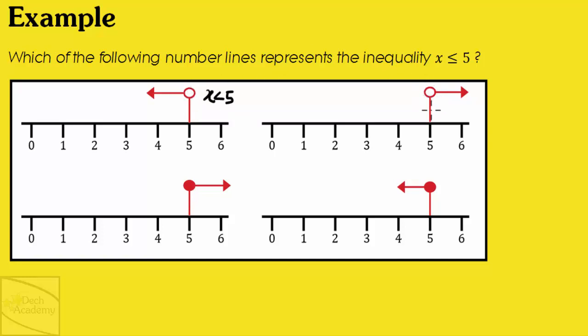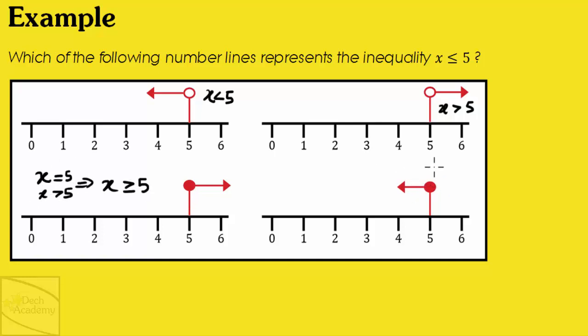Here the unshaded circle shows that x is not equal to 5, but the arrow pointing towards the right shows that x can be greater than 5. The number line here has a shaded circle above 5, which means x can equal 5, and the arrow pointing to the right tells us that x can take values greater than 5. Combining these two gives x is greater than or equal to 5.